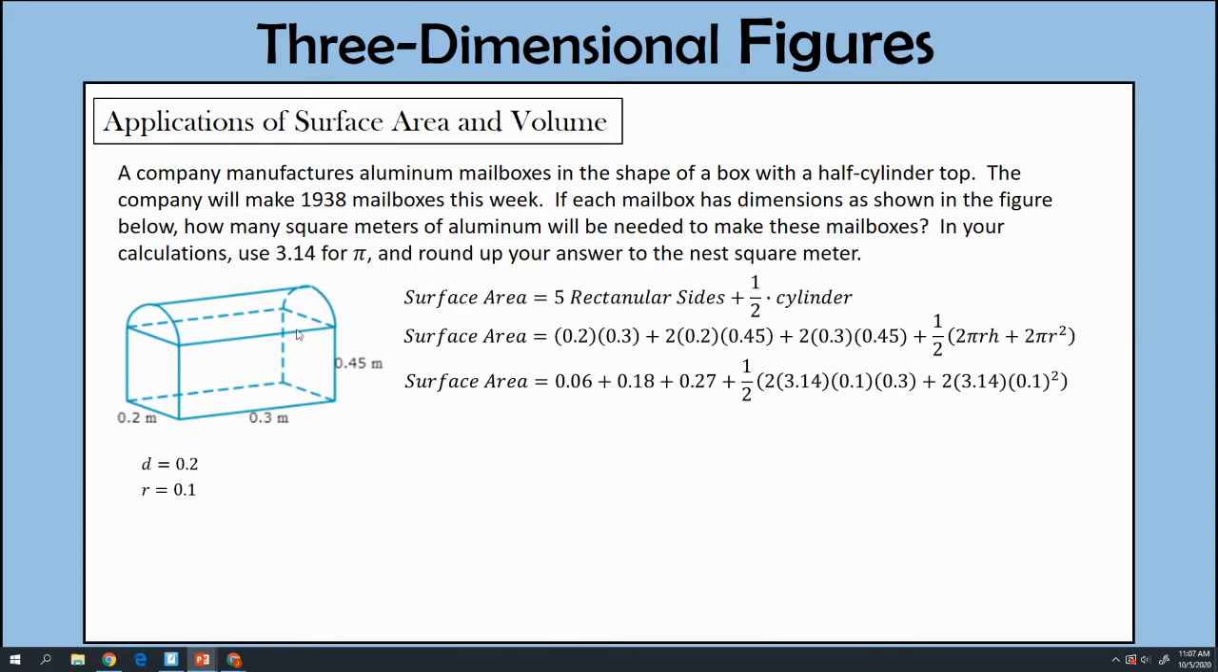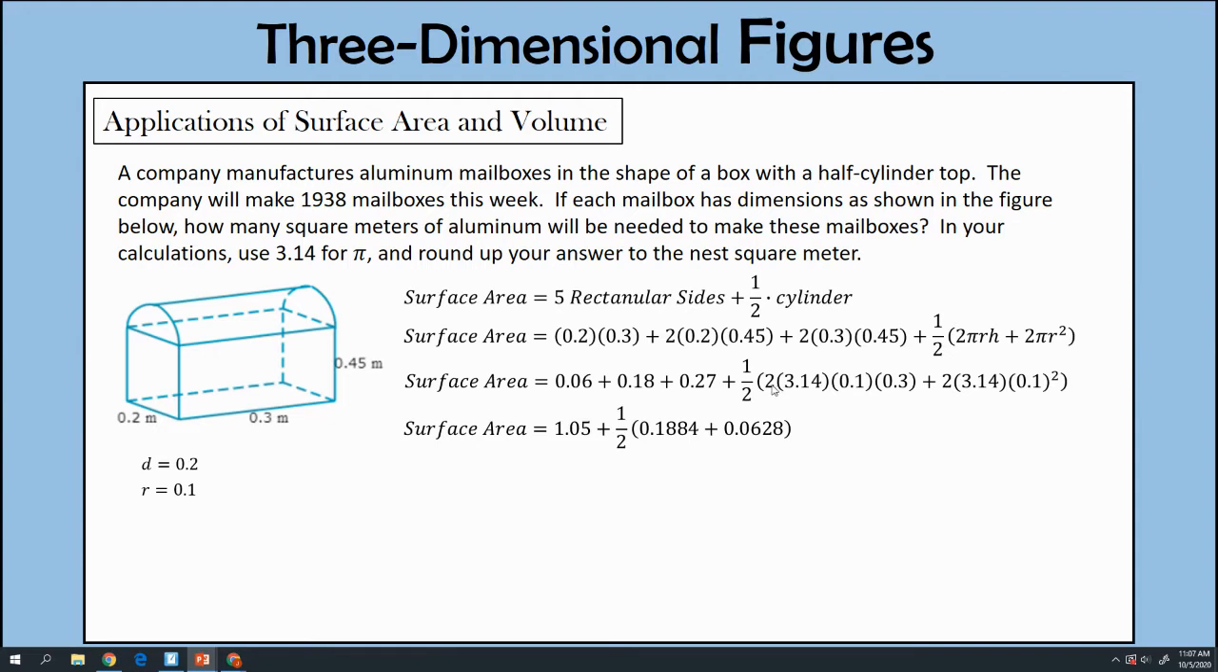So this 0.3 represents the height of the cylinder. So 0.3 plus 2 times pi, 3.14, times the radius squared, 0.01 squared. Okay. Now at this point, you're using a calculator to generate these two, right? So I added my rectangles together to get 1.05. That's the surface area of those 5 rectangles.